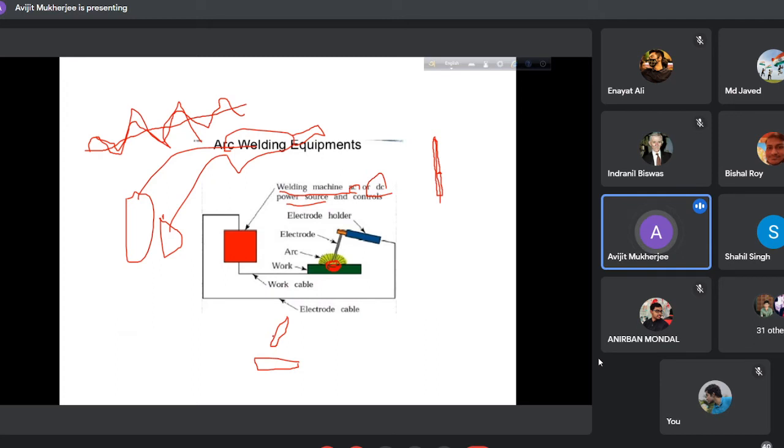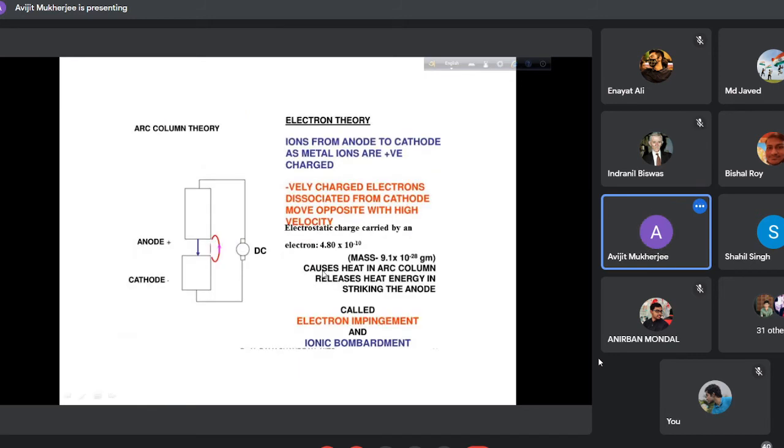And immediately make an air gap. So through this air gap, arcing will be established and continued. But, sir, the question is how this arc is established. You are striking the two electrodes and immediately separating them, maintaining a very small air gap through which the arc is established.